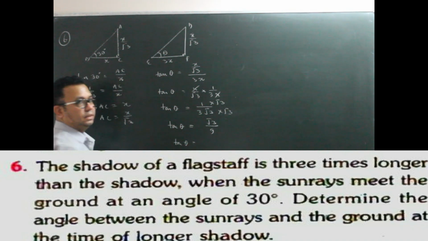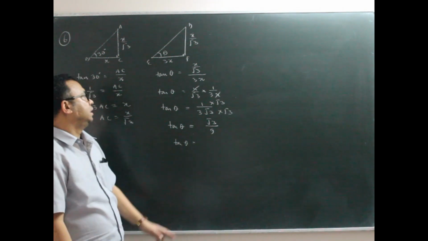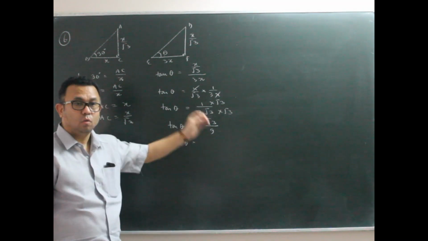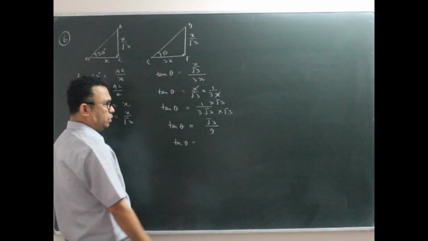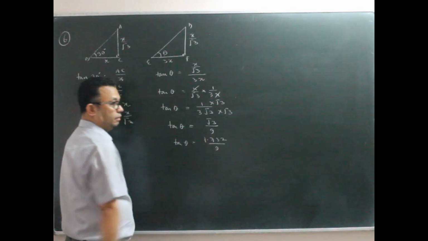As you can see, root 3 by 9 is not, again I am repeating, a standard value, or else this should have come as 1 by 3 root 3, and you don't have any standard angle value for tan which is 1 by 3 root 3. So what we will do, let us put the value 1.732, and I'll divide it by 9.